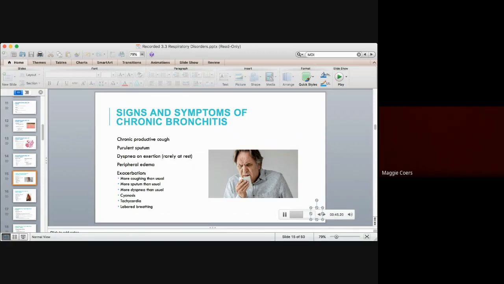Exacerbations of chronic bronchitis have to do more with what the older adult's baseline status is, and then any worsening of that baseline status is considered an exacerbation. So if the older adult has a little bit more dyspnea, if they have a little bit more sputum production, if the sputum starts to look different, a different color, different consistency, they could have an exacerbation. And in an emergency with a severe exacerbation, cyanosis can be present. Also tachycardia and labored breathing. Those would be signs of an emergency.